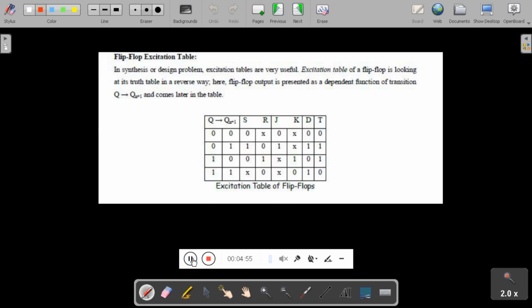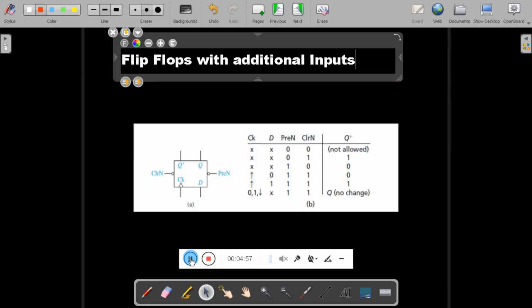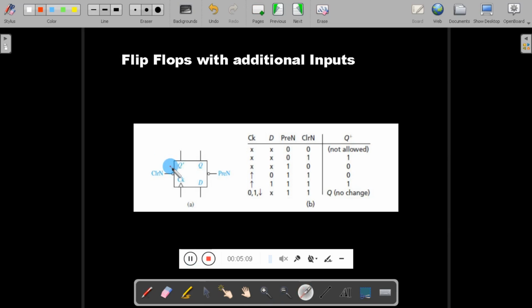So student, the next topic is flip-flops with additional inputs. Flip-flops often have additional inputs which can be used to set the flip-flop to an initial state independent of the clock. In the diagram you can see a D type flip-flop. Normally this kind of D flip-flop contains a D input, clock signal, output and complement of the output, Q or Q bar. Other than that, we have two more signals, called preset and clear.